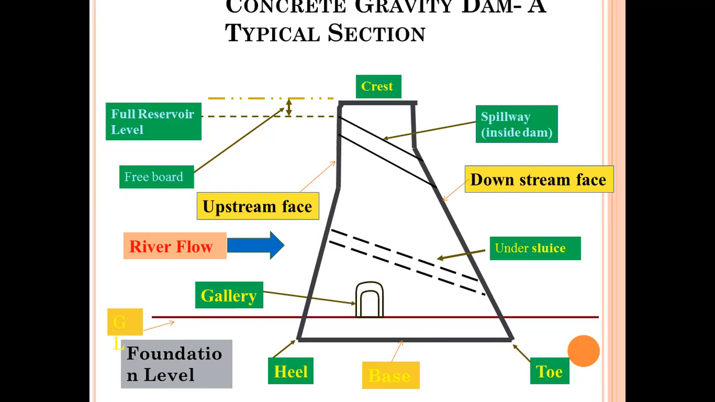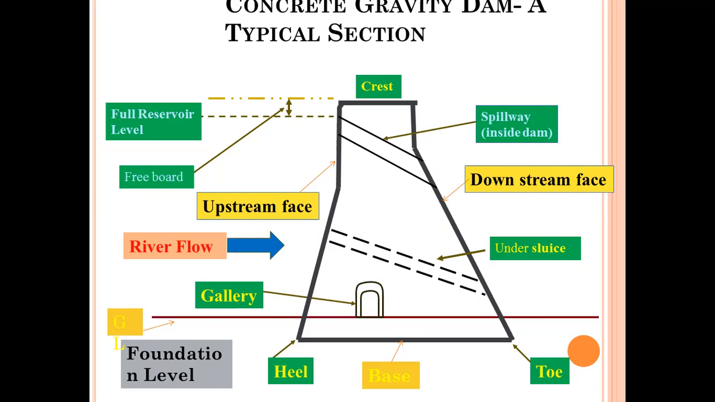Next, coming to the downstream side, the part where the downstream face contacts the ground is called the toe. And the water is released through spillways. Heel and toe are very important parts in the design of a gravity dam, because the stability of the dam is calculated at the heel and toe.